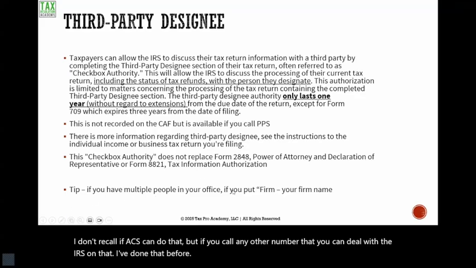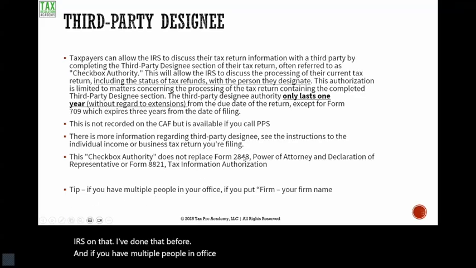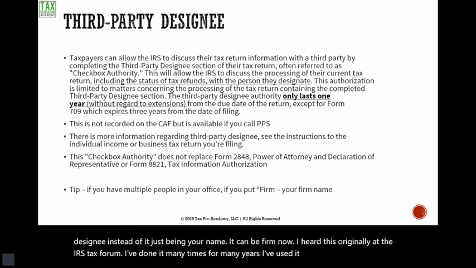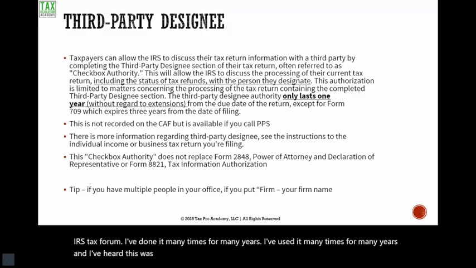And if you have multiple people in the office, similar to what I said on the 8821, you can put the designee instead of it just being your name. It can be firm. Now, I heard this originally at the IRS Tax Forum. I've used it many times for many years. This was probably 12, 13 years ago. I first heard to put firm, so I just put firm.